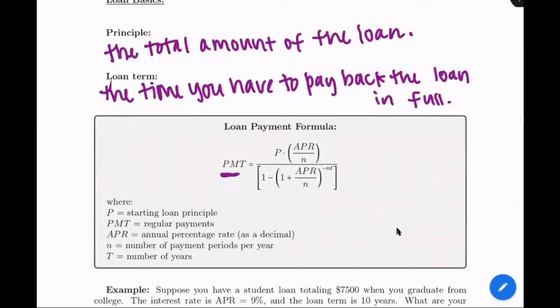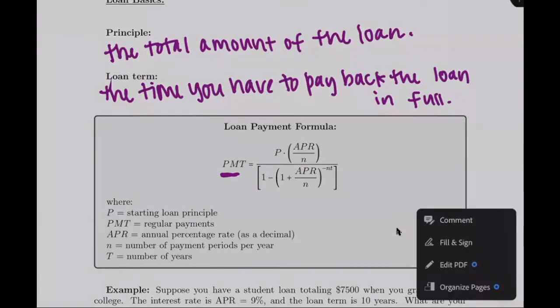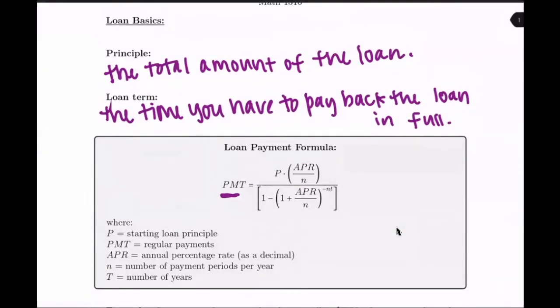So other than that, all the letters generally represent the same things. P is your principal, the starting loan principal. PMT is still for payment. APR is still the percentage rate. N, number of payment periods, and T is number of years. And generally, when we're talking about loan payments, we usually do monthly. You usually pay back a loan every month. It's pretty standard.